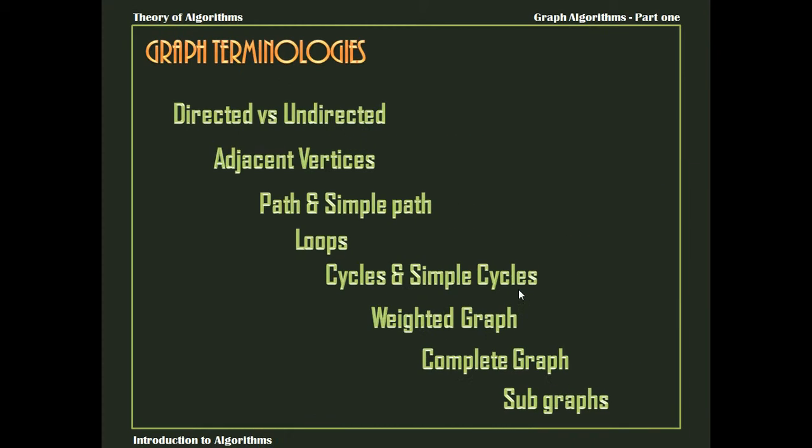In this section we will be handling some basic concepts in graphs, starting with a comparison between directed and undirected graphs, moving to adjacent nodes, path and simple path, explaining loops, cycles and simple cycles, digging deeper into weighted graphs, complete graphs, and ending with subgraphs. The next section will introduce more concepts.